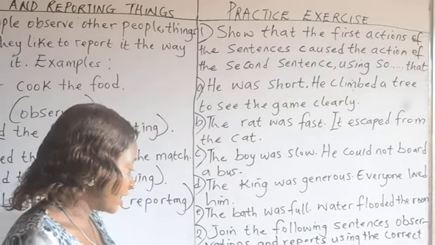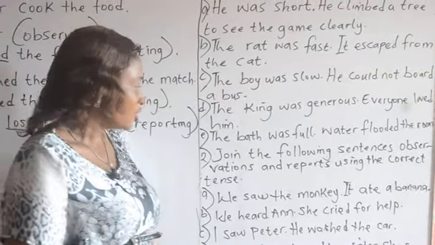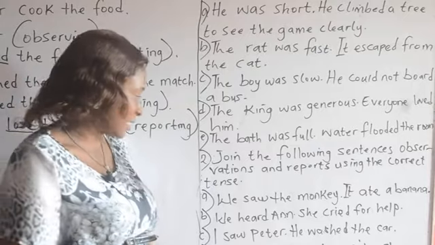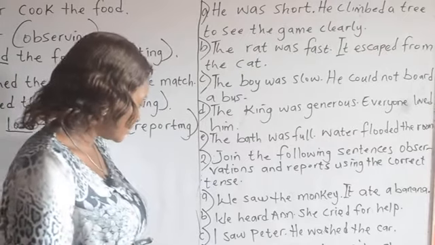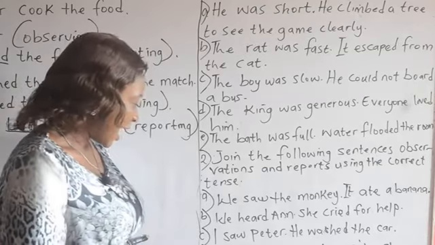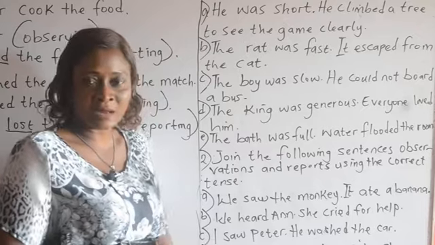2a, we saw the monkey. It ate a banana. B, we heard Anne. She cried for help. C, I saw Peter. He washed the car. D, she had not heard her sister. She sang for hours. E, I saw the horse. It galloped down the hill.